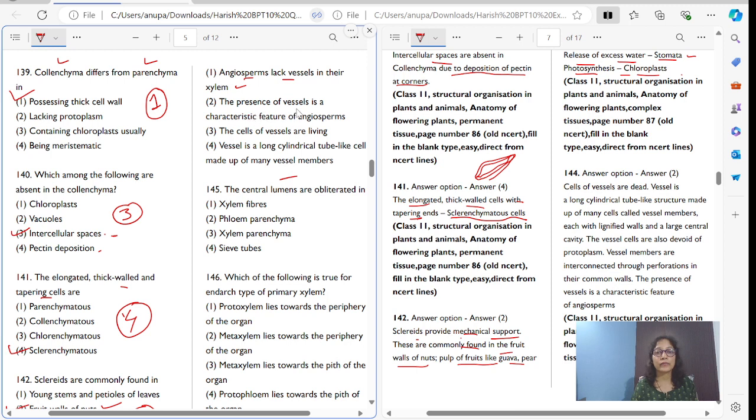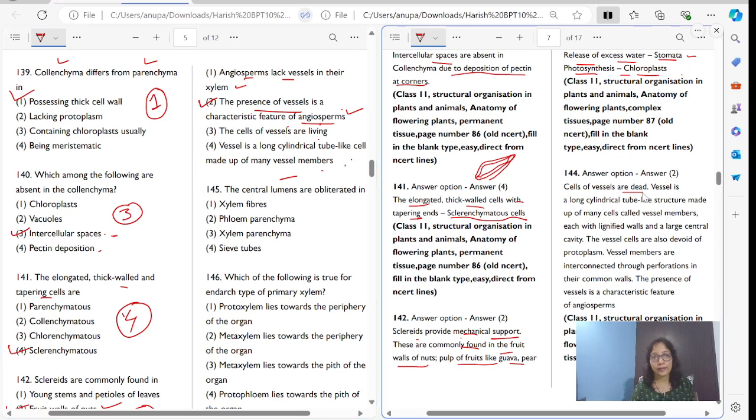Second option is the presence of vessels is a characteristic feature of xylem. This is correct. The characteristic feature of angiosperms is the presence of vessels. So this is the correct answer. Let's read the other options. The cells of vessels are living. This is not correct. Cells of vessels are dead. Vessel is a long cylindrical tube-like structure made up of many cells called vessel members, each with lignified cell walls and a large central cavity.